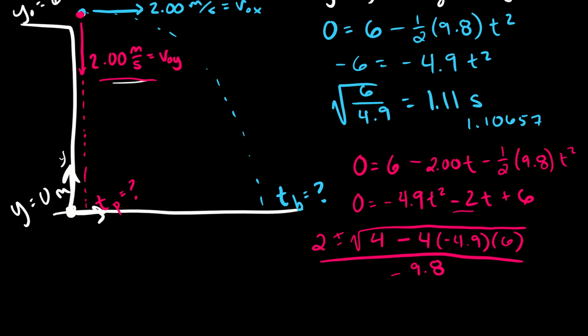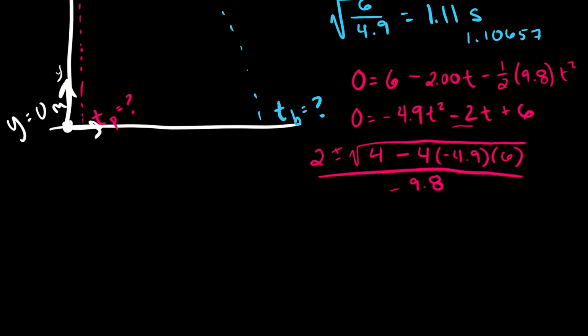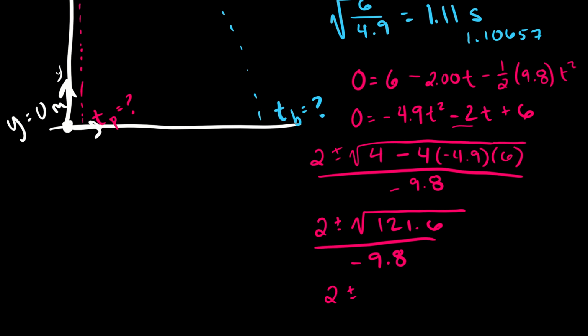So we have 2 plus or minus. If you solve for what's in the square root, you get 121.6, all over negative 9.8. So we take the square root of that, and we get 2 plus or minus 11.027 divided by negative 9.8.